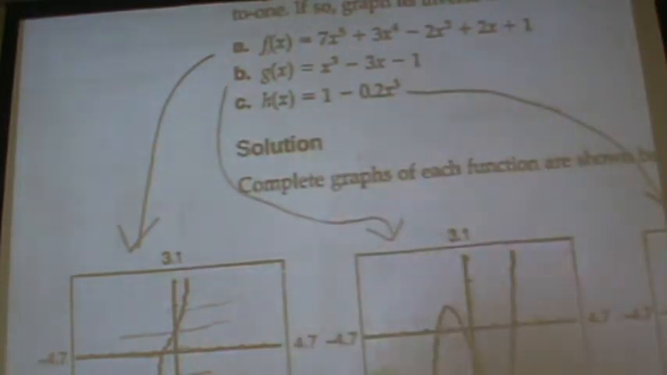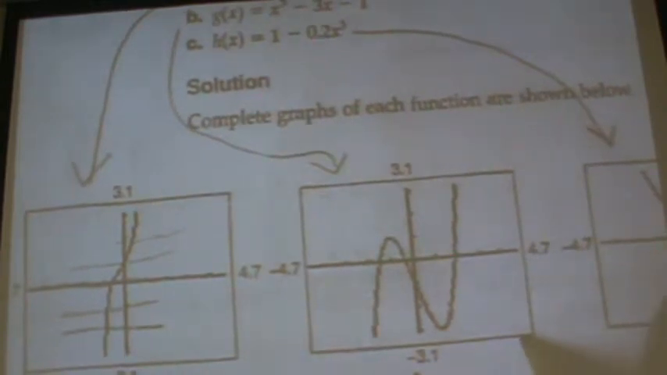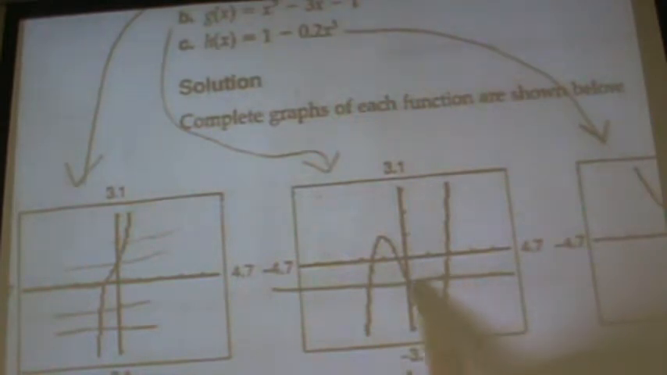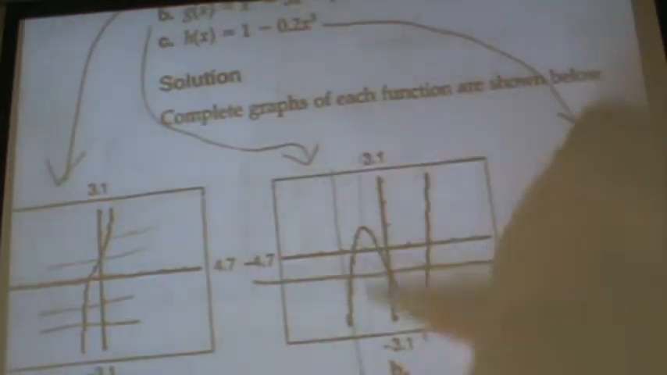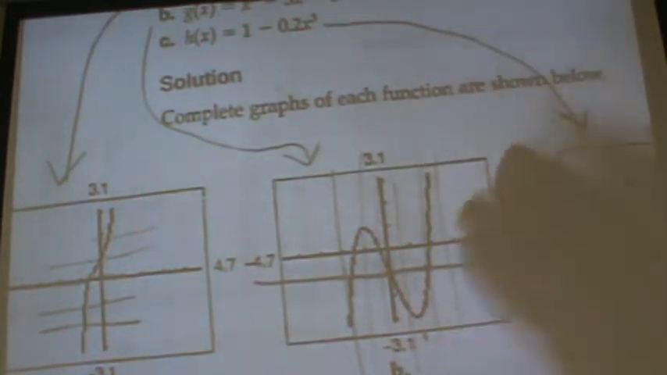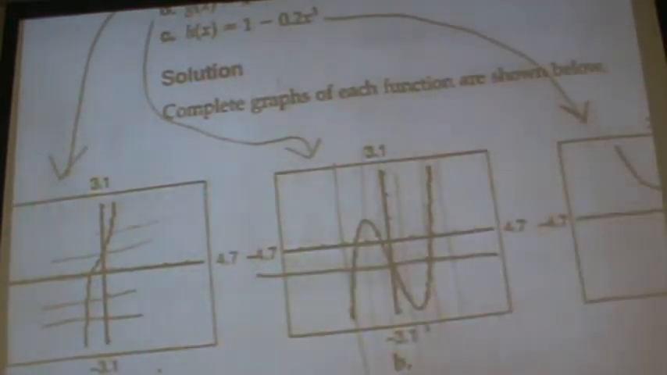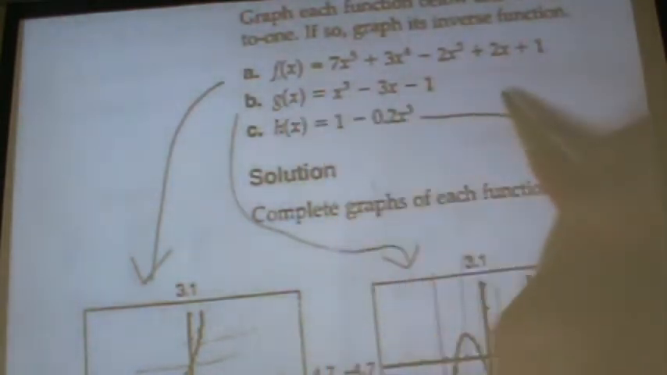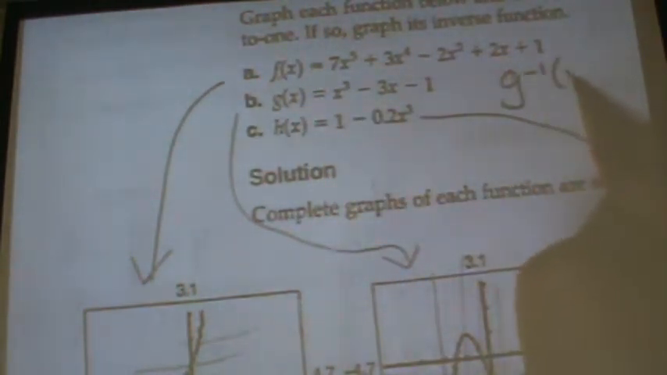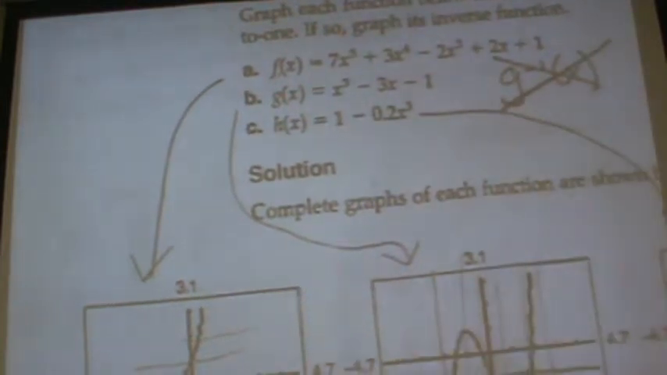So this is 1-to-1. This one is or is not? This one is not, because if I draw a horizontal line here, it's hitting in more than one spot. So this one is not 1 to 1. Even though this is a function the way it is right now, when I do the inverse of it, which means switch x and y around, I'm going to predict that its inverse is not going to be a function. So I can't use that notation.